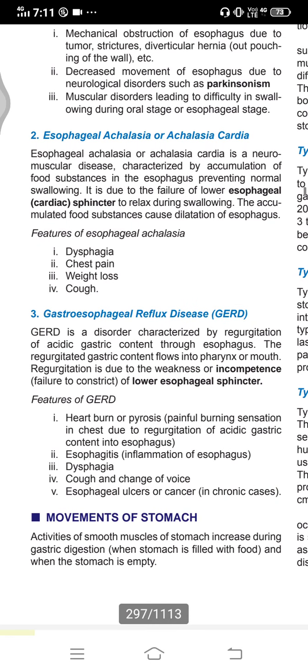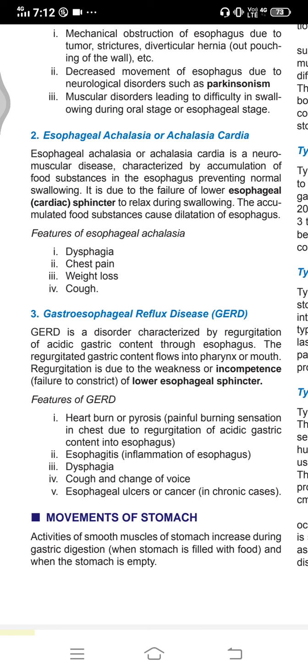Now, gastroesophageal reflux disease (GERD). This is a disorder characterized by regurgitation of the acidic gastric content through esophagus. This content flows from the stomach into the esophagus and maybe to pharynx or the mouth. This is due to weakness or incompetence, that is failure to constrict, of the lower esophageal sphincter.